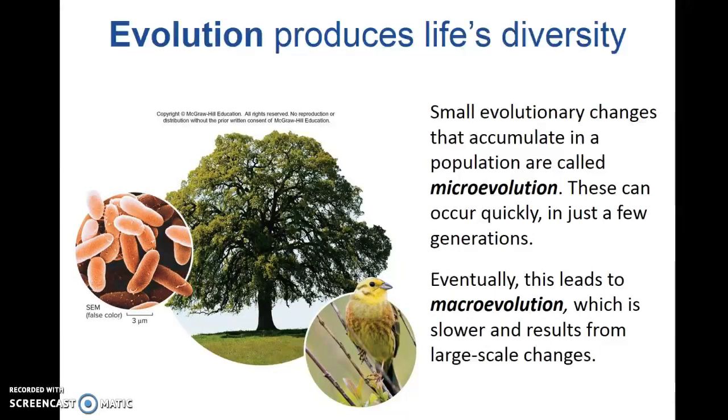We call it microevolution. Eventually, however, if enough change occurs that two organisms are no longer capable of breeding with each other anymore, then we have something called macroevolution. This is where we see actually new species evolving.